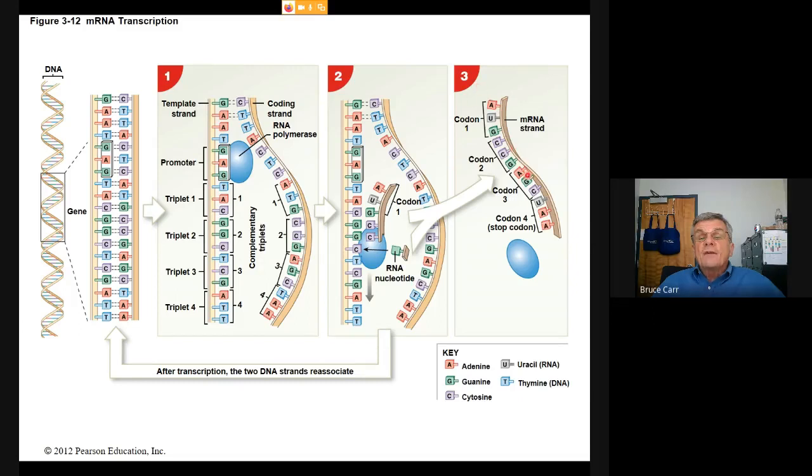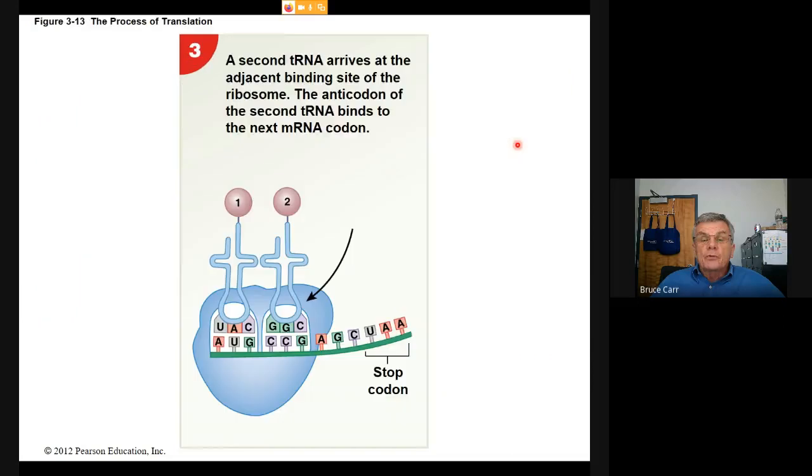That produces a strand of mRNA that's complementary to the DNA. The mRNA stands for messenger. The DNA codes for the protein in nucleotide language of the DNA. We're going to transcribe that to nucleotide language in the RNA and move it out of the nucleus in order to translate it to protein.